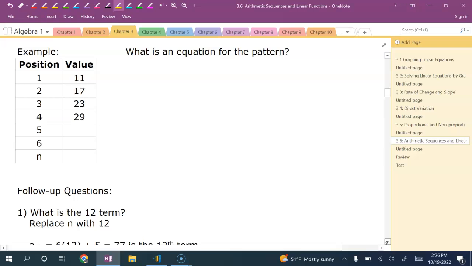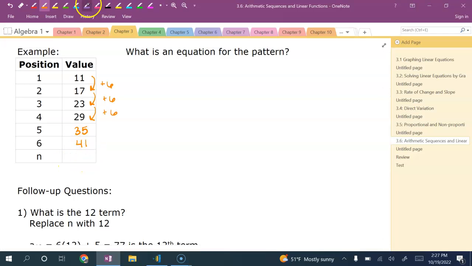So for example, if I'm given this table here, and I've got my points going 11, 17, 23, 29, I would start to see what they are doing here. So 11 to 17 would be adding 6, 17 to 23 would be adding 6, 23 to 29 would be adding 6. So it appears that they're adding 6 each time. So my fifth term, if I add 6 more to 29, would be 35. And then if I add 6 more again, I get 41.